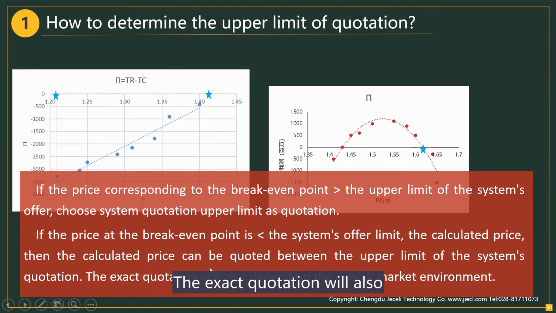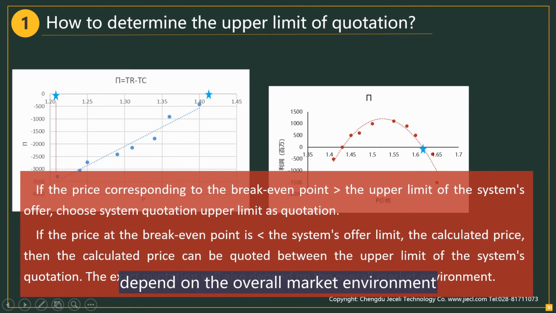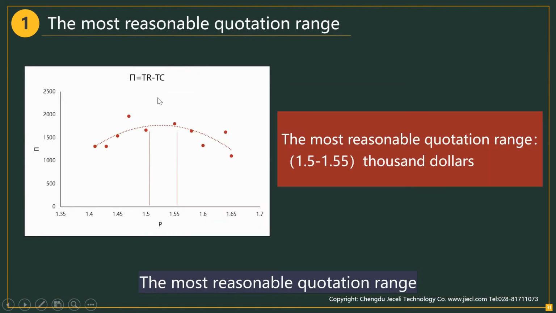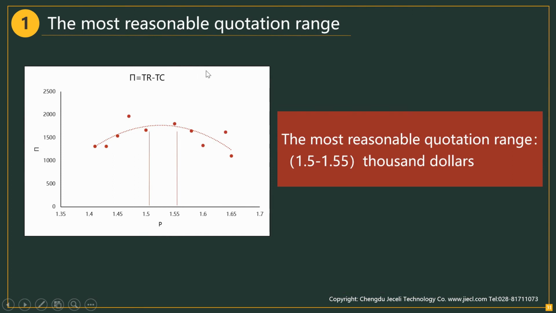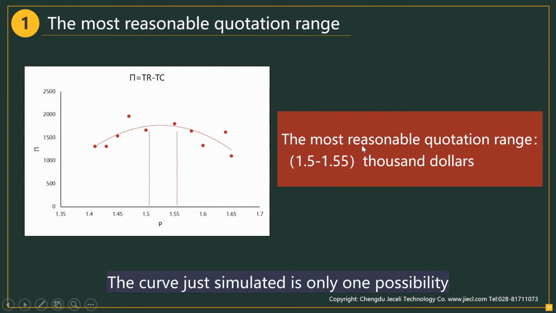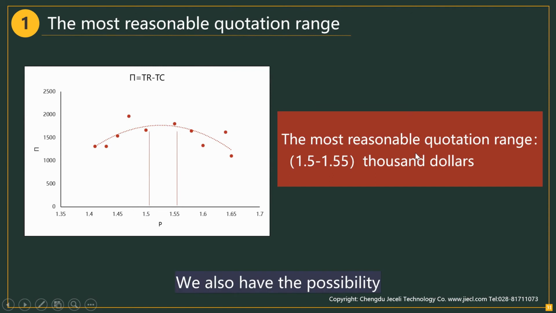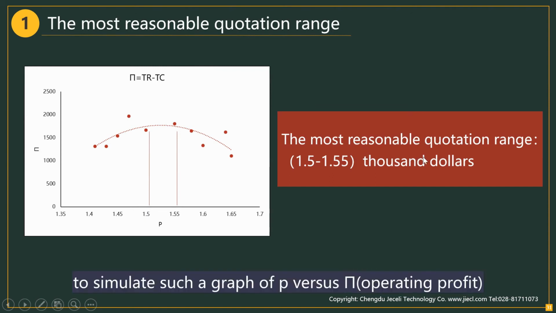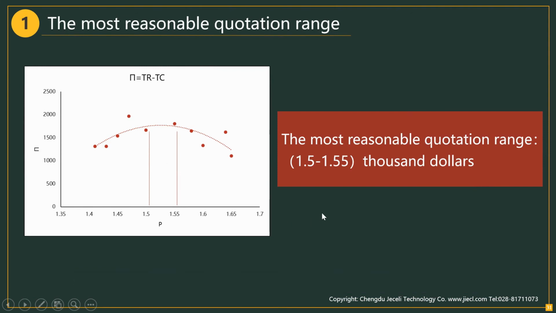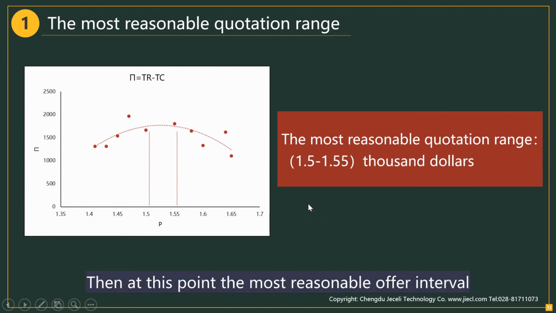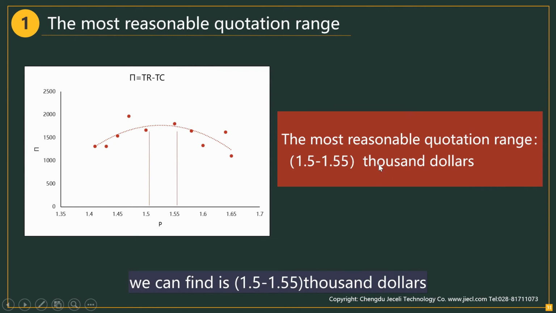The exact quotation will also depend on the overall market environment. The most reasonable quotation range: the curve just simulated is only one possibility. We also have the possibility to simulate such a graph of P versus operating profit. Then, at this point, the most reasonable offer interval we can find is $1.5 to $1.55 thousand.